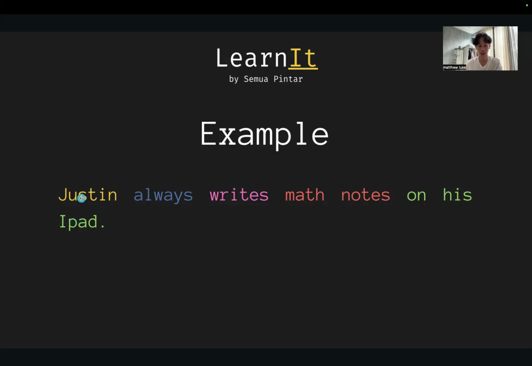So we understand that Justin is writing his math notes, right? But when and what, that is elaborated on by the adverbs. So we know that Justin always writes math notes. So that means he's always writing the math notes, but on where specifically, we can elaborate more on his iPad. So this allows us to understand not only what Justin is doing, but when he does it, but also where he does it. That is the purpose of all of these adjectives and adverbs and such. It's just to create a clear sentence that can convey as much meaning as possible.